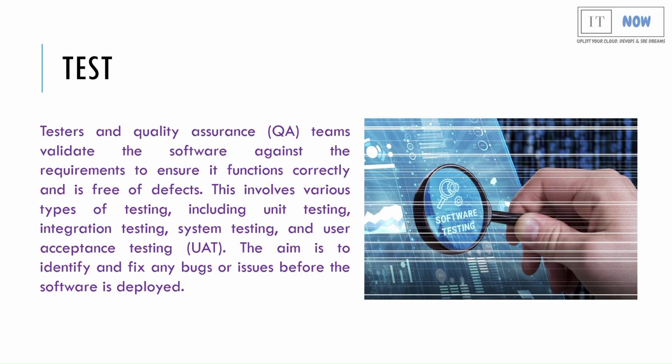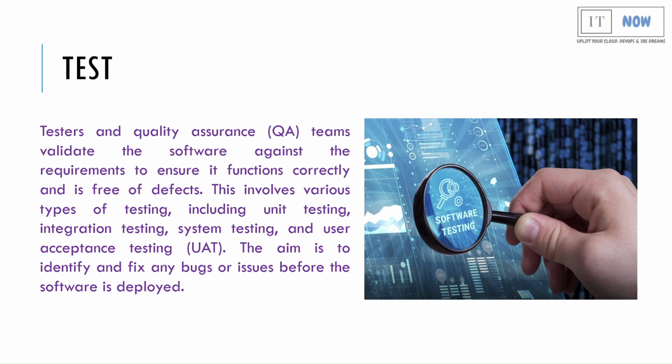Once the development phase is complete, the software enters the testing phase. Testers and quality assurance teams validate the software against the requirements to ensure it is functionally correct and free of defects. This involves various types of testing, including unit testing, integration testing, system testing, and user acceptance testing. The aim is to identify and fix any bugs or issues before the software is deployed.